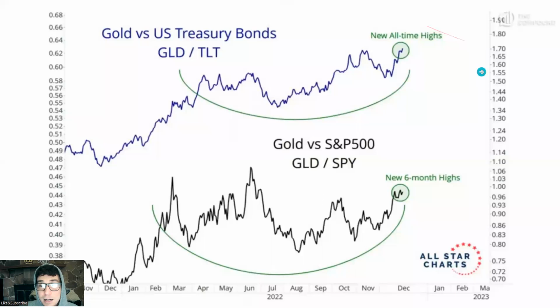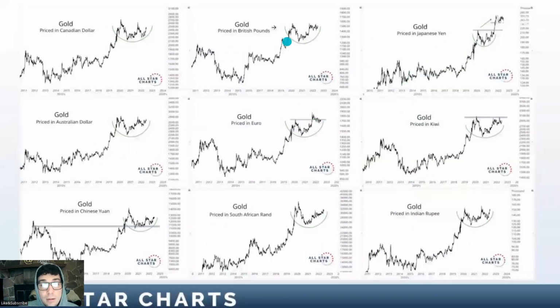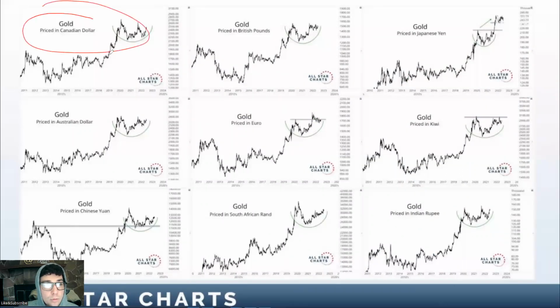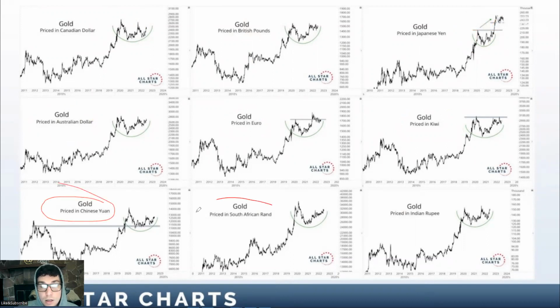If we take a look at the next slide, what we're going to look at is gold compared to all of the major currencies in the world, right? Over here, we have gold priced in Canadian dollar, gold in British pounds, gold in Japanese yen. And look at how it's performed in some of these, right? We have the setup here, and then in Japanese yen, we got the breakout, right? Gold priced in Kiwi, the euro, the Australian dollar, the Chinese yuan, the South African rand, and the Indian rupee all have that very similar setup, and we may see something like what happened with gold priced in Japanese yen, where we get that nice breakout to the upside.